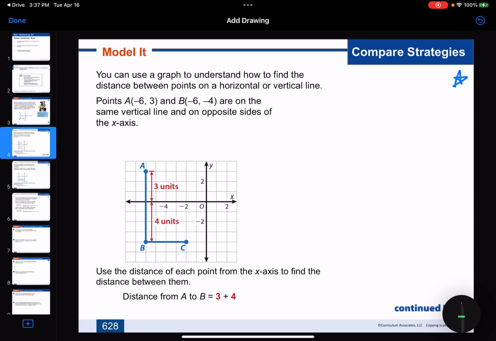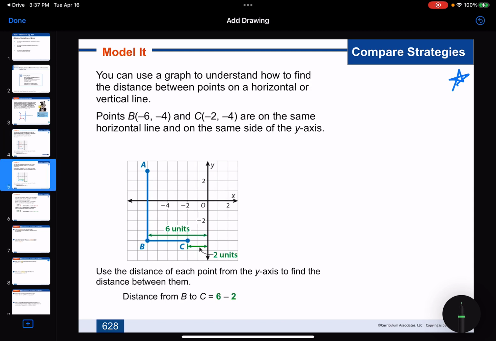On your next couple of pages, it goes into a little bit more detail there. 3 plus 4 is 7. That's the distance from A to B. And then the distance from B to C is 6 minus 2, which is really 4. That's this distance right here.